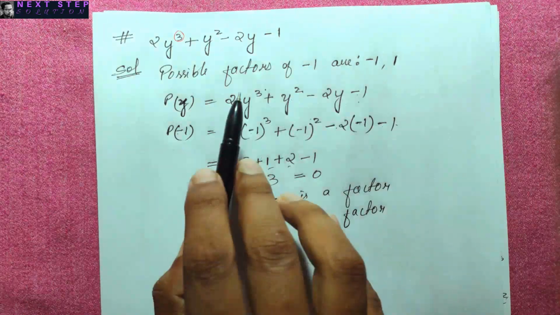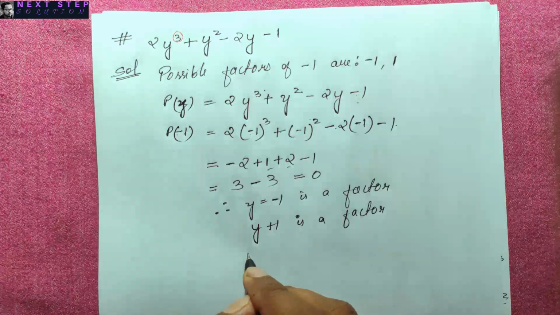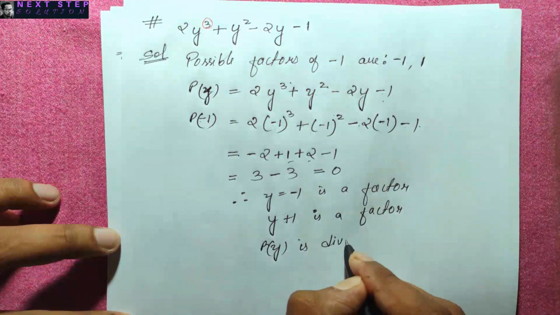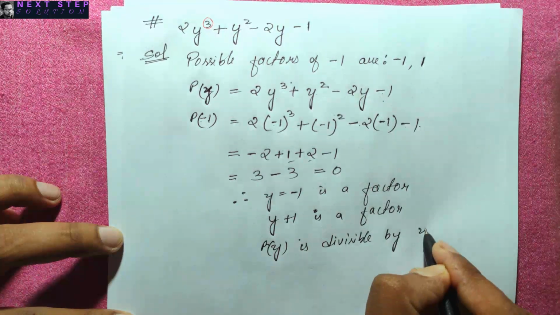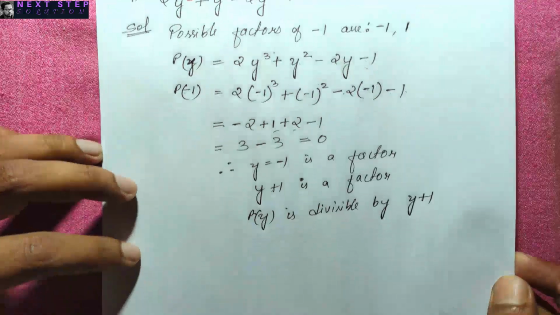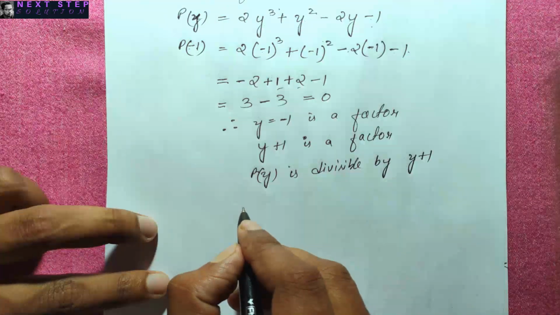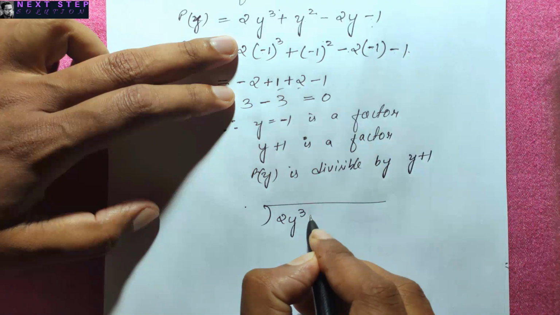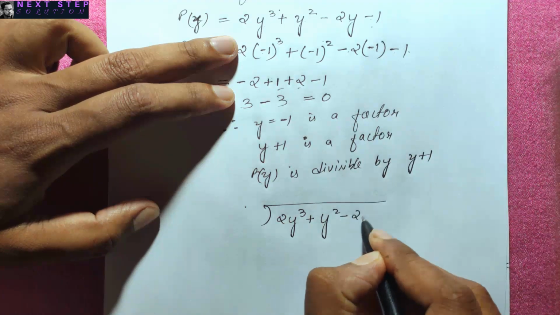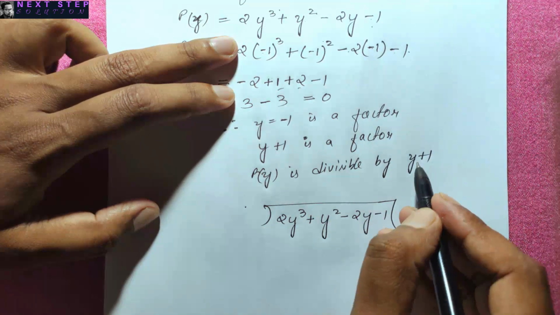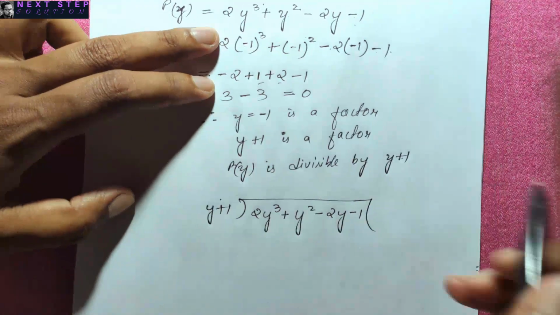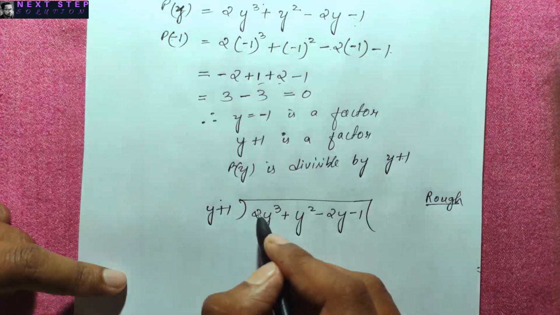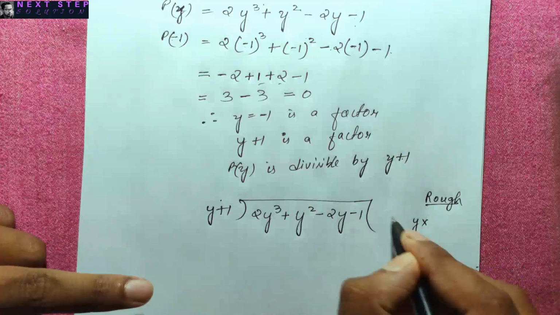If y plus 1 is a factor, that means the entire polynomial will be divisible by y plus 1. So p of y is divisible by y plus 1. So if it is divisible, we will divide and find out what is the quotient. So p of y is 2y cube plus y square minus 2y minus 1, and we are going to divide this by y plus 1. So here we will do the rough work. Now y should be multiplied with a certain number to get 2y cube. So y we should multiply with something.